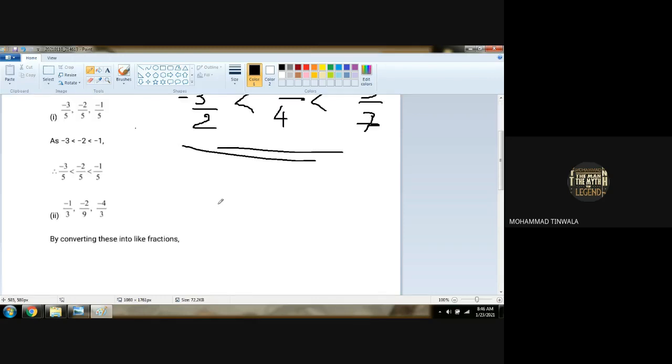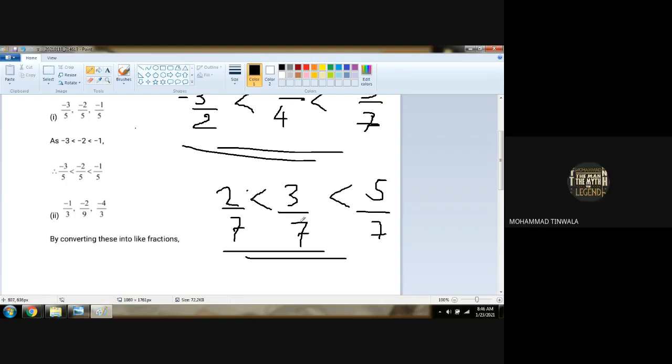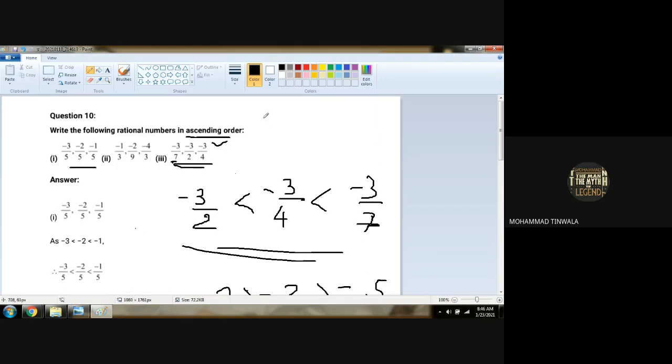Why? Because when we have 2 upon 7, 3 upon 7, and 5 upon 7, we check the numerator. If the denominators are equal, the smaller numerator gives the smaller number. But if it is a negative sign, then this will be the smallest number, this will be the smallest to minus 2. Are you getting it?